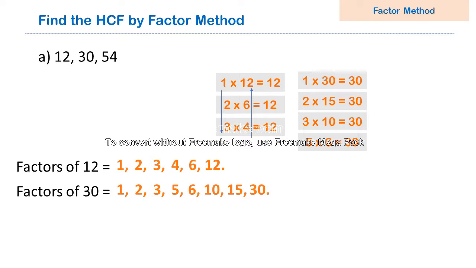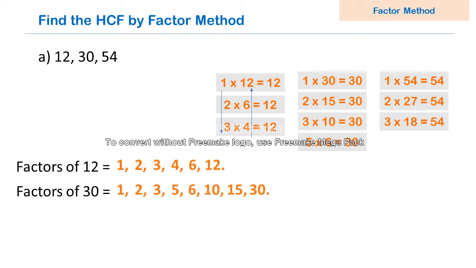Then we find all the factors of 54. First we write 54 as a product of two numbers. So 54 can be written as 1 multiplied by 54 is equal to 54. Is 54 completely divisible by 2? Yes, the product can be written as 2 multiplied by 27 is equal to 54. Is 54 completely divisible by 3? Yes, the product can be written as 3 multiplied by 18 is equal to 54.